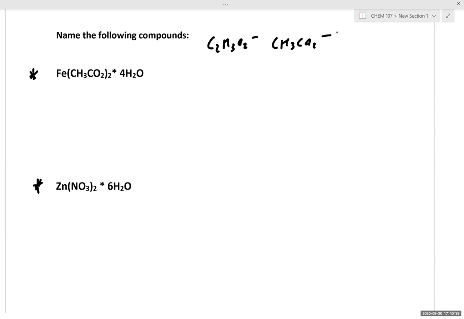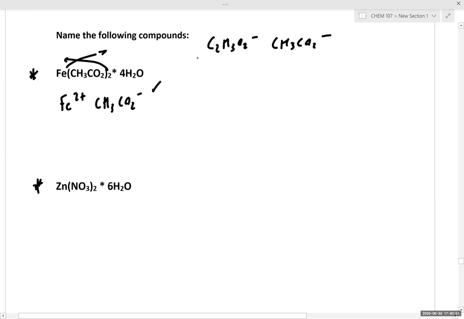Okay, so let's discuss this example. So first, we need to figure out the charge of each of our ions. So we reverse cross our charge, we get Fe2 plus and CH3CO2 minus. That matches the known charge for acetate. So we would name this compound as iron 2 acetate.